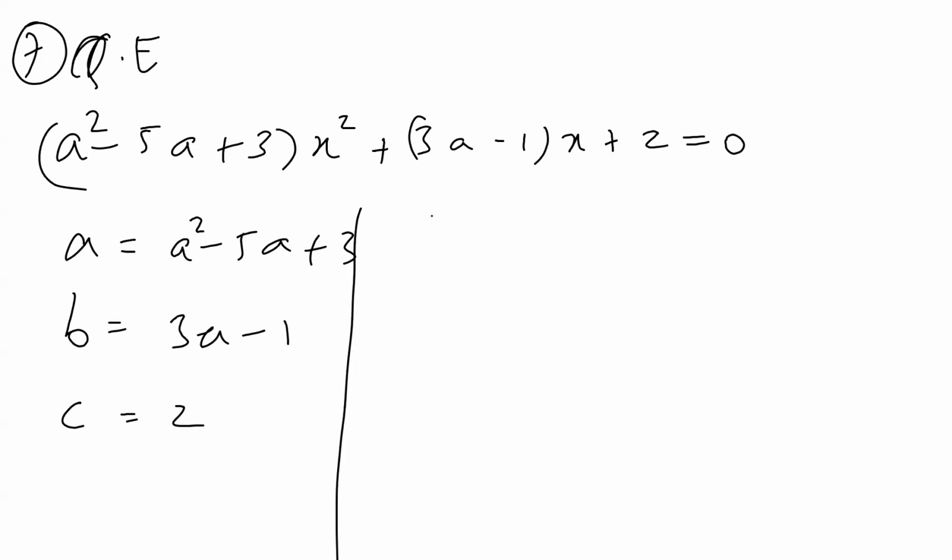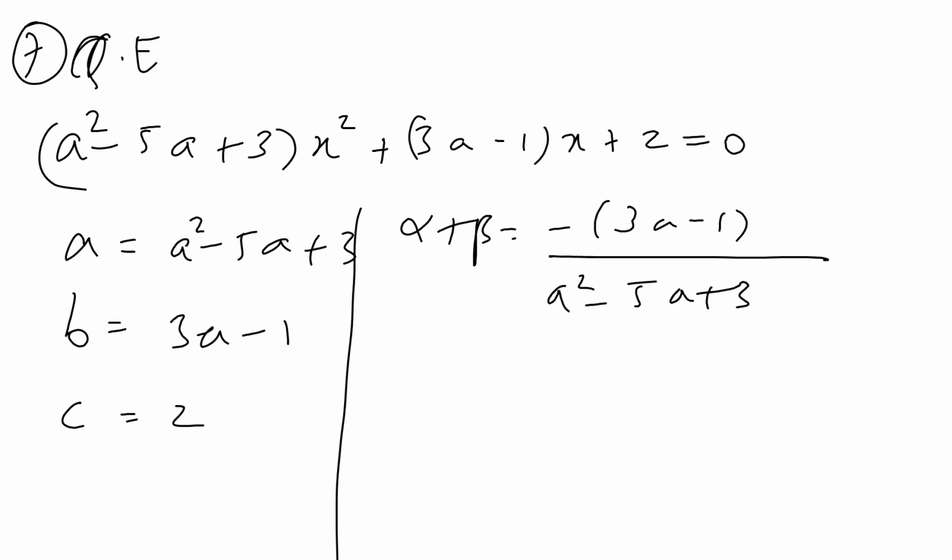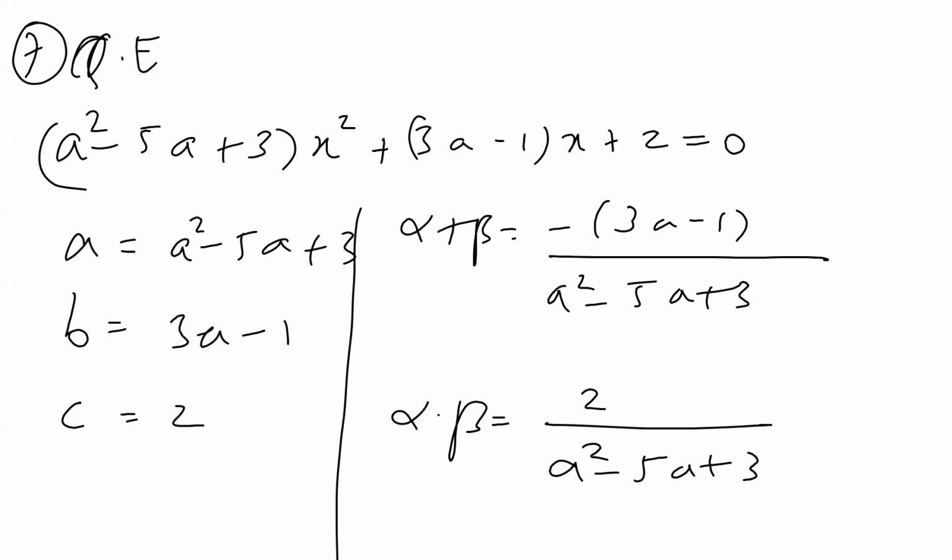Okay. Now alpha plus beta is minus b by a. So minus of 3a minus 1 upon a square minus 5a plus 3. Alpha into beta is c by a, 2 upon a square minus 5a plus 3. Okay. So these two things we already have. Now what they have given, alpha is equal to twice beta. Okay. Alpha is equal to twice beta they have given. Right.